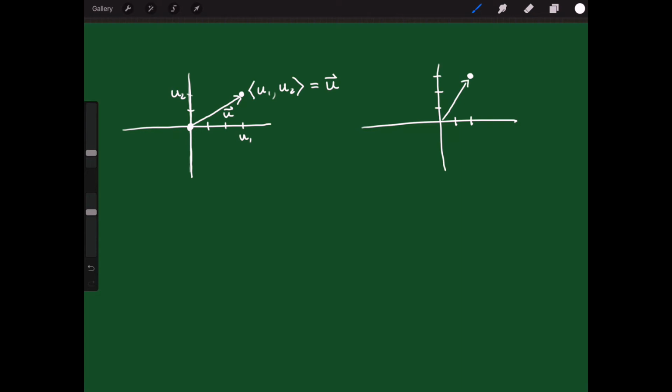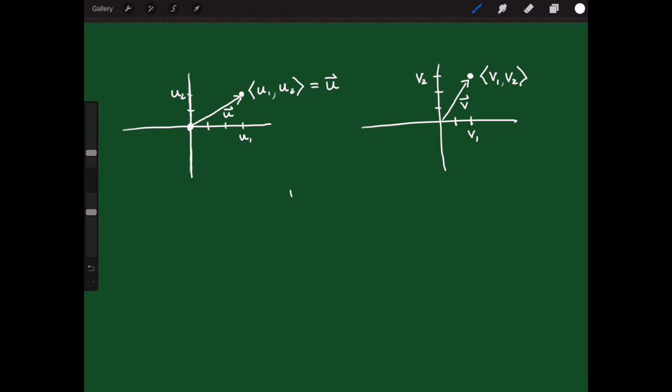So I'll draw that in. And let's call this one V. So I could write this as, here's a V1, here's a V2. So this is the point V1, V2. And now we could talk about u plus v.